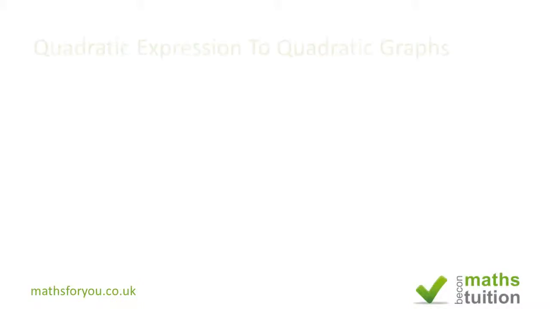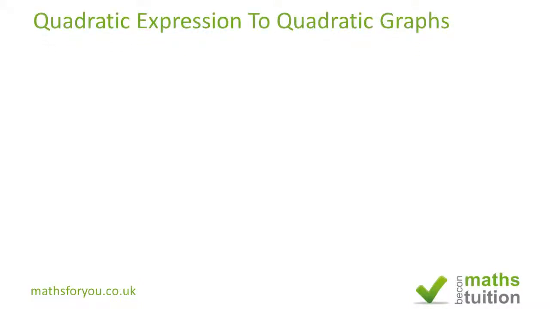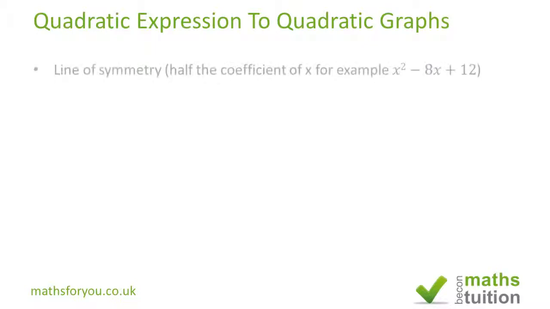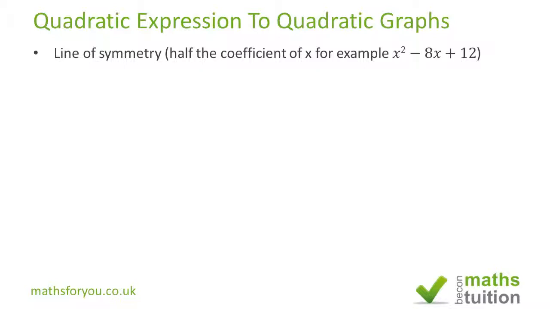Well, hello and welcome to this short exercise on matching quadratic expressions to quadratic graphs. There are quite a few ways of doing this. One method you might try first is to consider the coefficient of x. In this example, the coefficient of x is -8, and half of -8 is -4. So the line of symmetry is going to be the line x equal to 4.